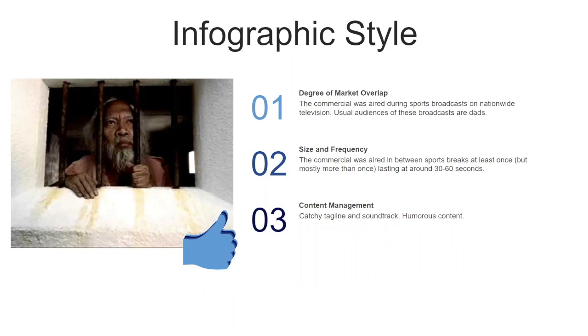Next is the size and frequency. This commercial is aired during sports breaks and at least once, but most of the time, it was played more than once, that's why it's still stuck in our heads. It runs at around 30 to 60 seconds. And lastly, the content stuck to the audience. This is because of the catchy soundtrack and the tagline of the commercial, the paint that lasts a lifetime. And also, it has a humorous content.